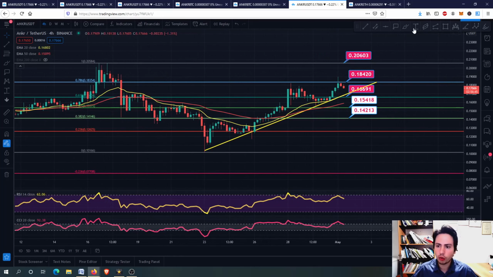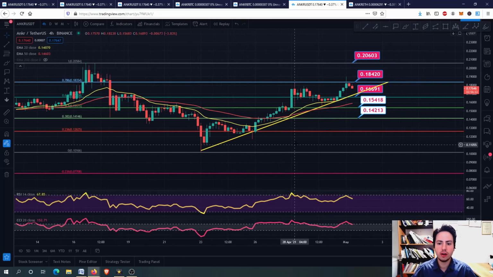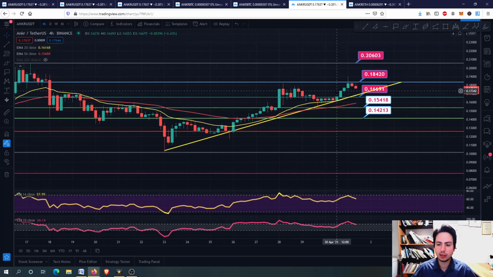And of course, for those who bought here, you shouldn't be worrying. If you don't sell your position, you won't be at a loss, okay? You won't lose anything, so you shouldn't worry. Better days are coming. Hold your position, and of course right now it looks good.